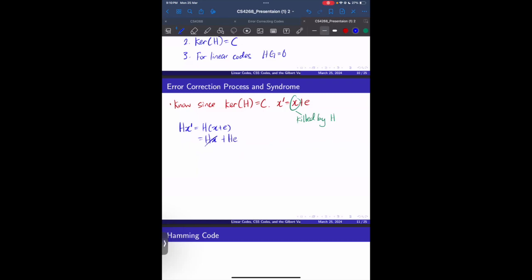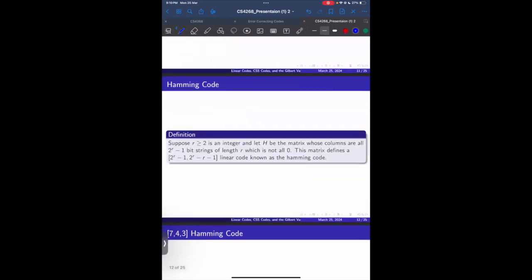This guy will get killed, and we are left with this. And this is the syndrome, right? And this will be the vector that will tell you perhaps which position it is that the error had occurred. So we can take a look at this simple example called the Hamming code, right?